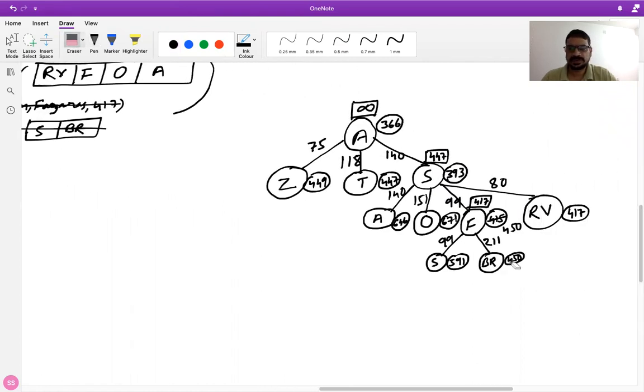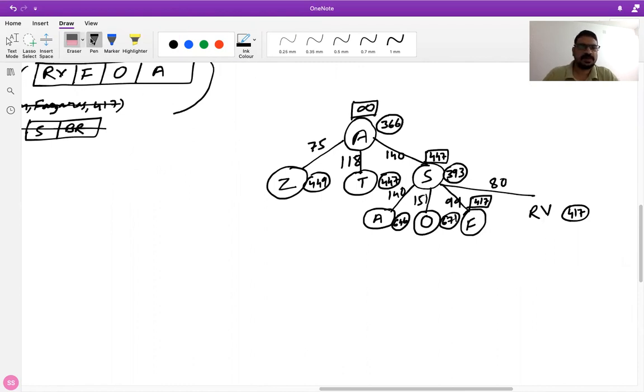So what we do is we just remove this particular tree. Why? Because we are not going to explore it further. And this will be changed to 450. The F value is going to change to 450.